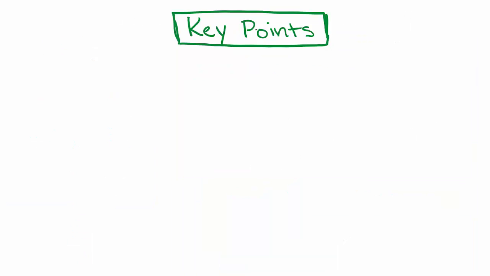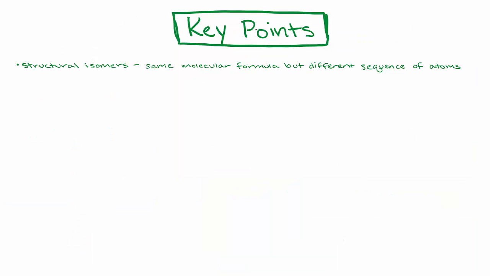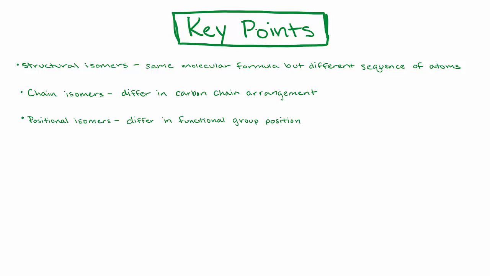Let's review the key points. Structural isomers have the same molecular formula but different sequence of atoms. There are 3 types of structural isomers: chain isomers that differ in carbon chain arrangements, positional isomers that differ in functional group position, and functional isomers that have different functional groups altogether.